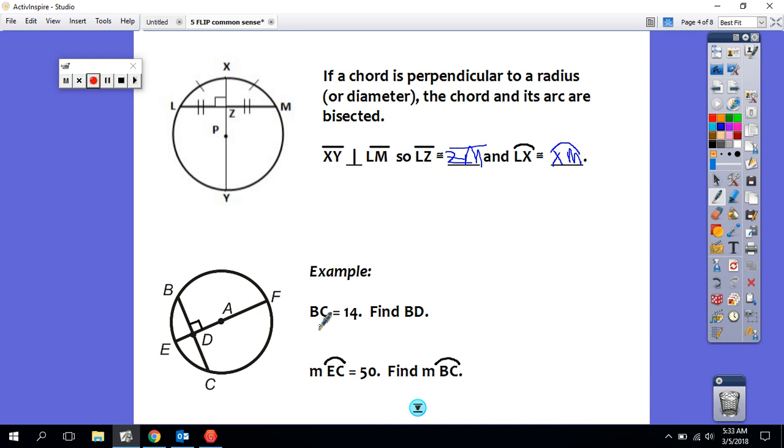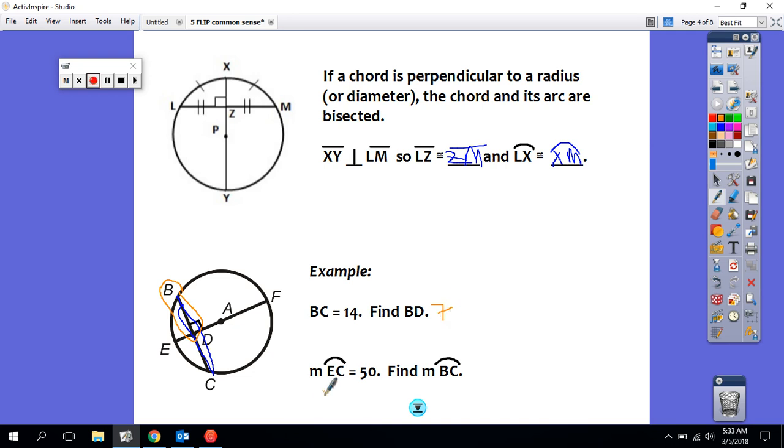So in our example here, BC is 14, so that's this whole chord here is 14 units. We're supposed to find BD. Well, bisect means cut in half. Notice again it's marked perpendicular, so I know it's perpendicular. So that means that BD is half of BC, which makes it 7 units.